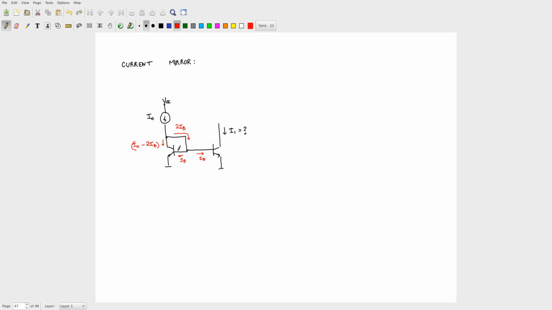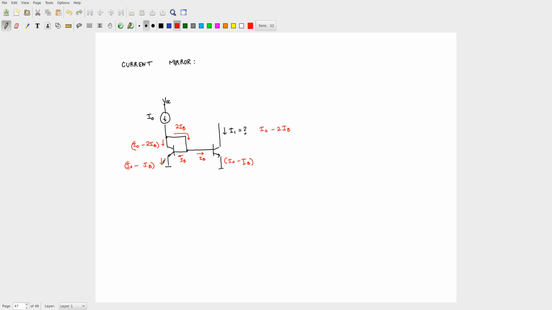And if this is the collector current, what is the emitter current? I naught minus 2IB divided by beta. Sorry. So it's going to be I naught minus IB, right? And so the current that's flowing here, I1, would be what? So this current will flow here, I naught minus IB. So what is the current flowing here? I naught minus 2IB. Okay.